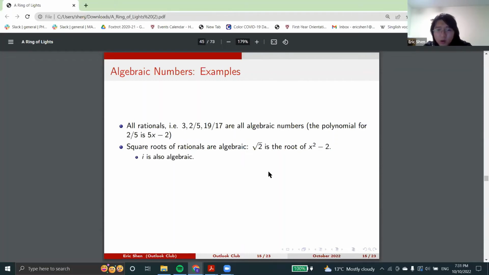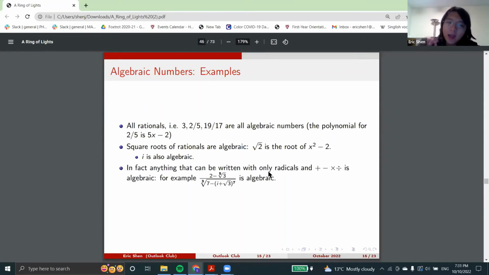Is there more? Well, what about i? We define it as just root -1, but -1 is also an integer. So in fact, i is also algebraic, because we never gave any restrictions on whether these algebraic numbers could be imaginary or not. We said they were complex numbers in general, not just real numbers. In fact, anything that can be written with only radicals, plus, minus, times, divide is algebraic, so long as it's not infinity or something undefined.